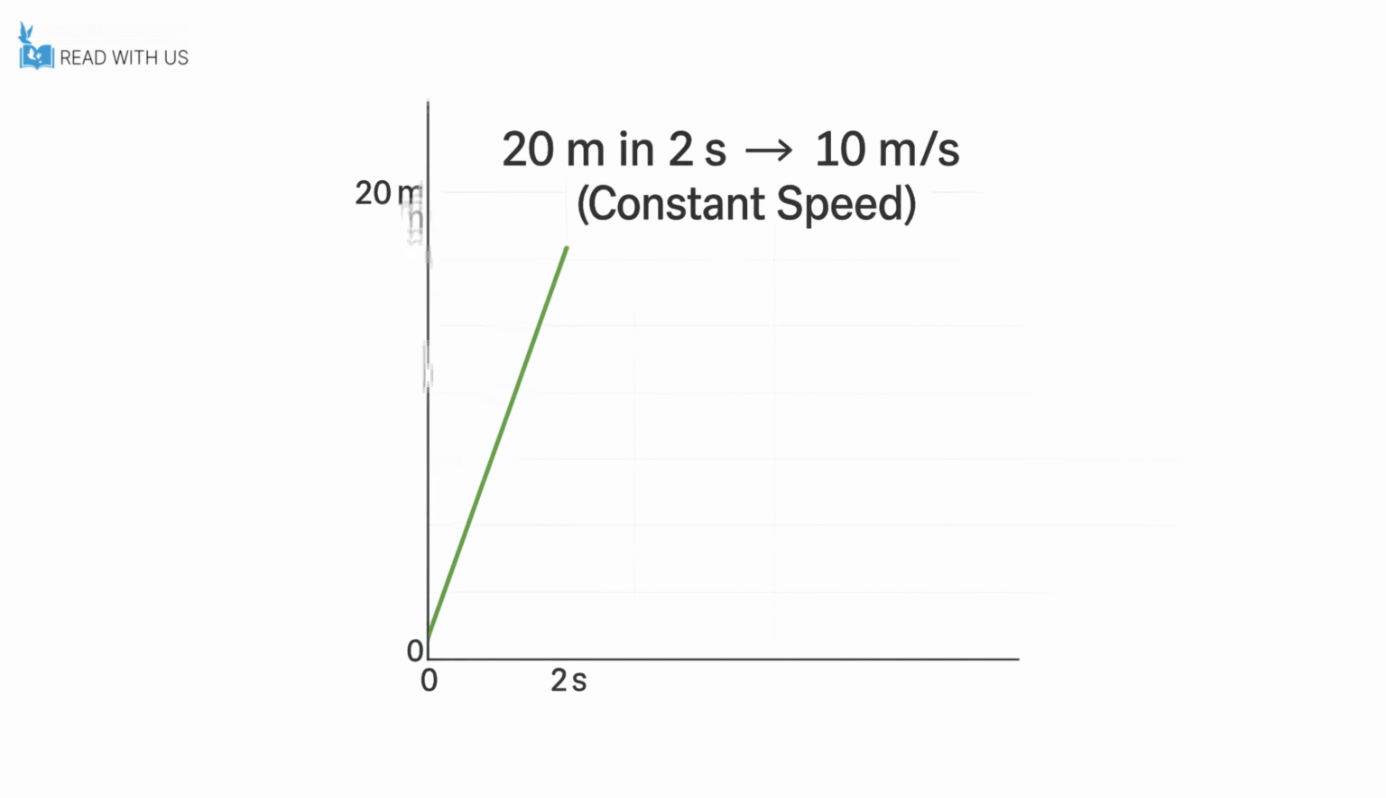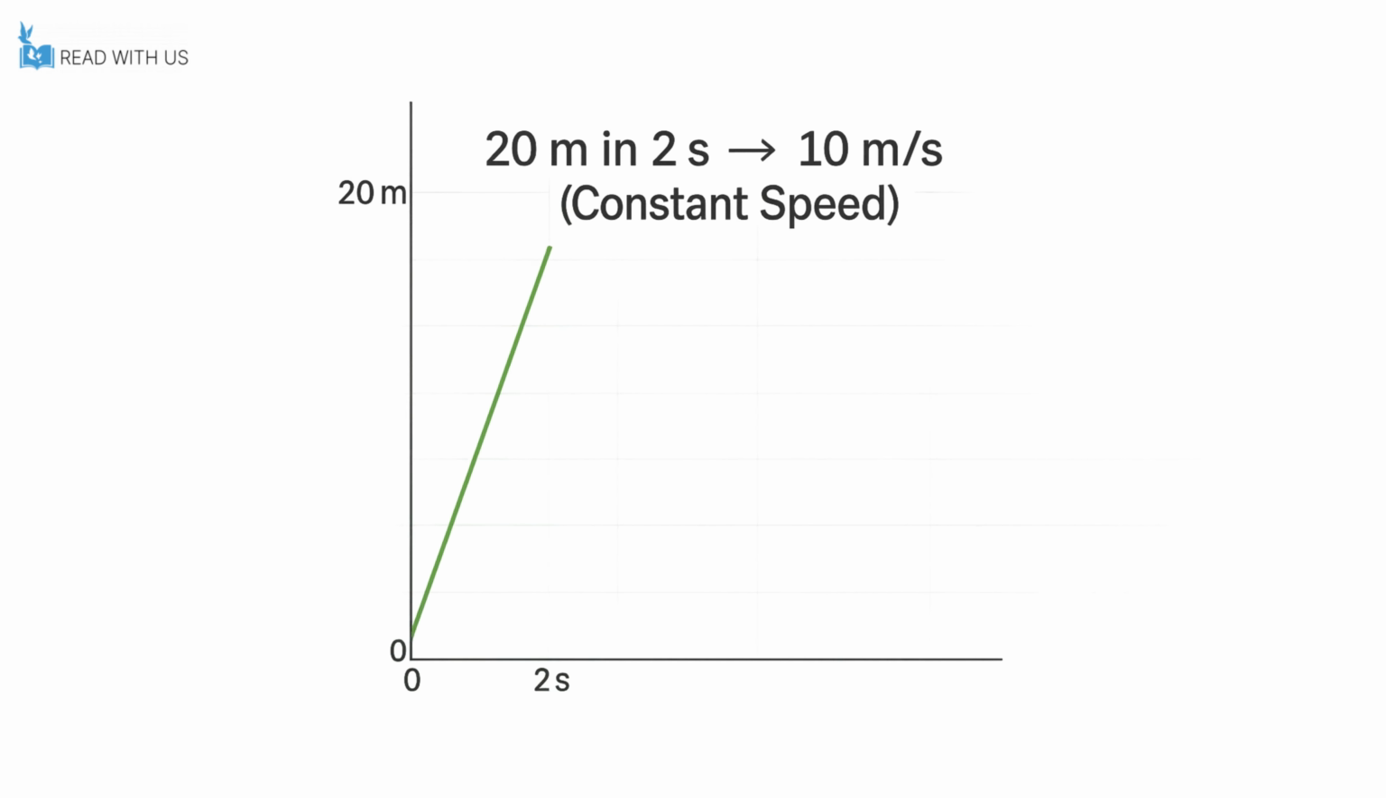The most important idea is that the gradient of the line at any point tells you the speed of the object. That is because the gradient equals change in distance divided by change in time, which is the formula for speed. So on a distance-time graph, the gradient is always equal to the speed.